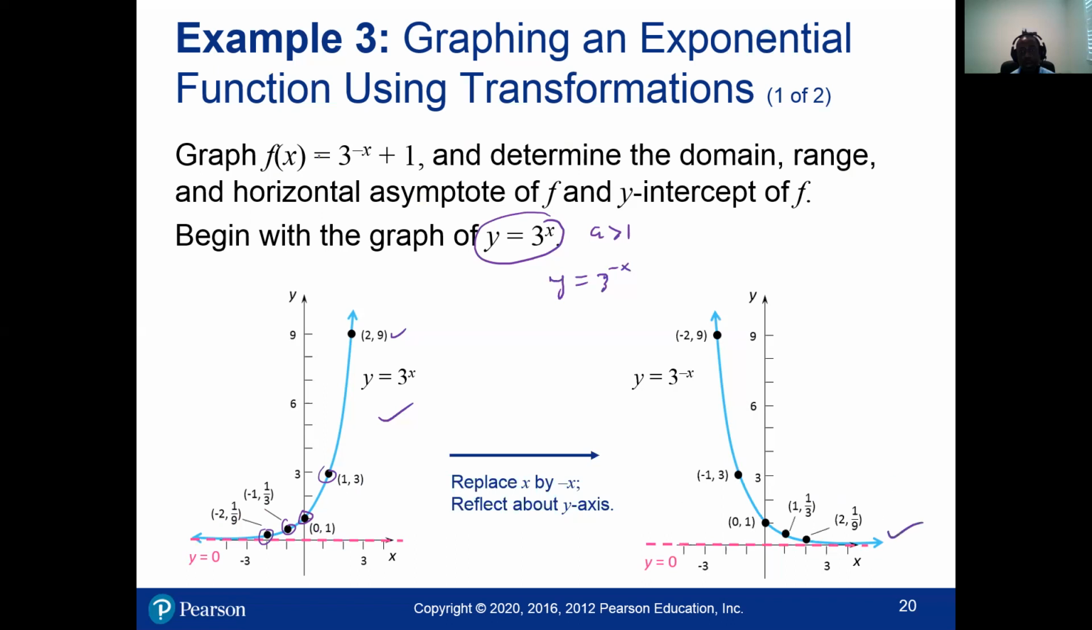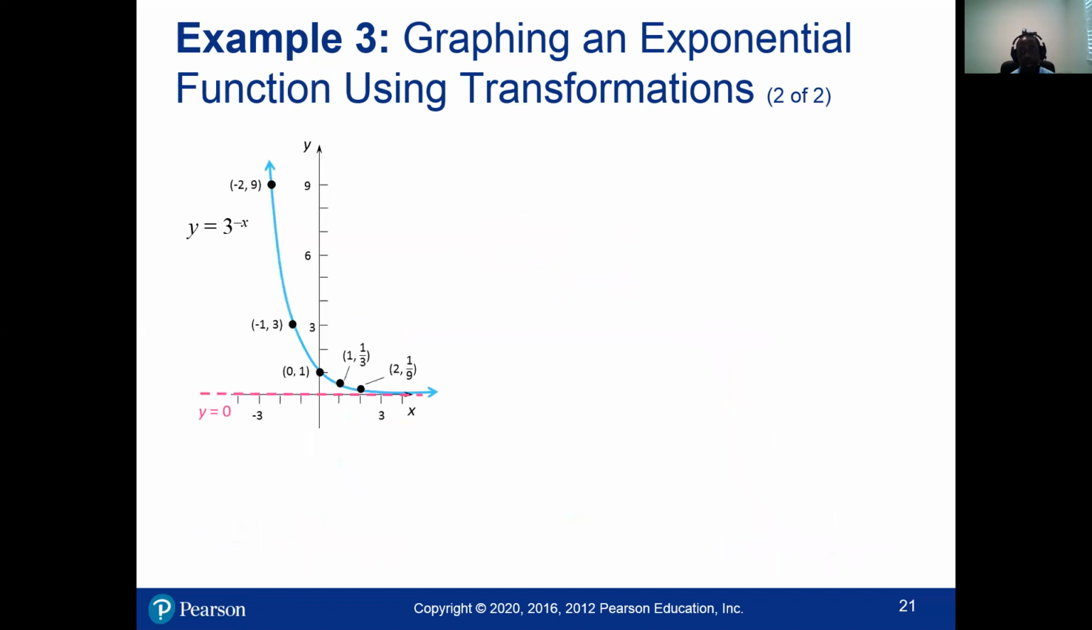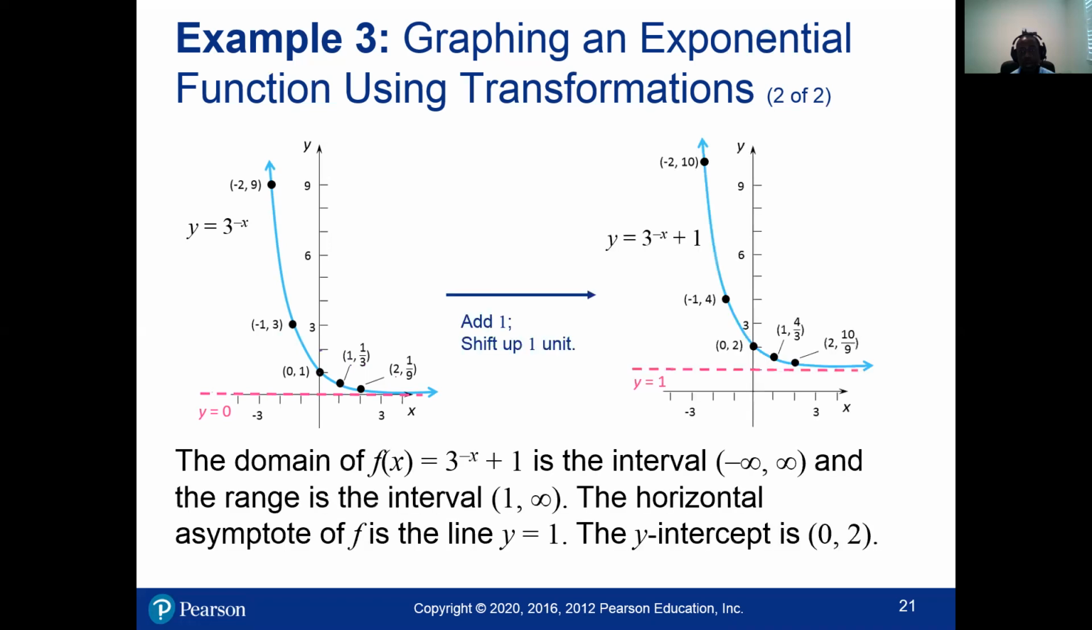Then you see that plus 1, that is a vertical shift. It goes up by 1. So we have that graph, and then we shift it up. Every point will go up by 1. So this point becomes 2, 1/3. This point becomes 3, 1/9. This point becomes 0, 2, in that order. So we shift it up, and that gives us that.